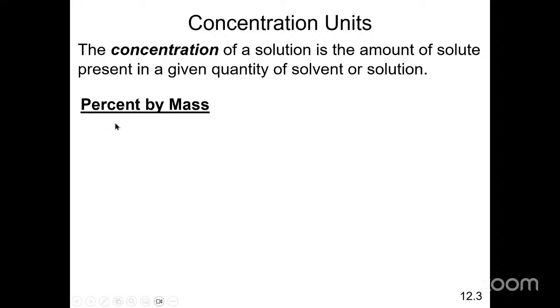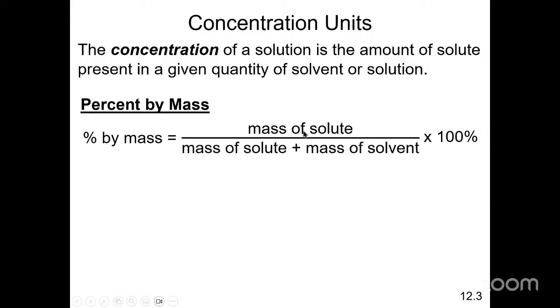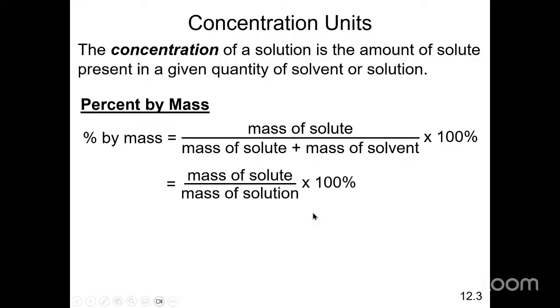The first of which is percent by mass. Basically, percent by mass would be the mass of the solute divided by the sum of the mass of the solute and solvent. In other words, this here would be the mass of the solution, right? So we can express it this way as well. The mass of the solute divided by the mass of the solution times 100%, that would be the percent by mass. And then we have what is known as a mole fraction.